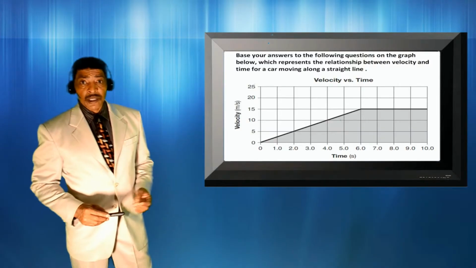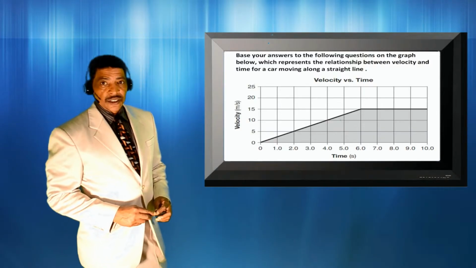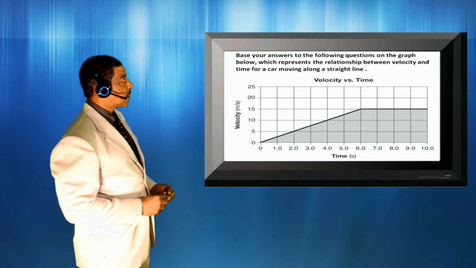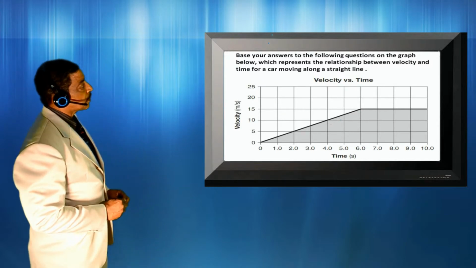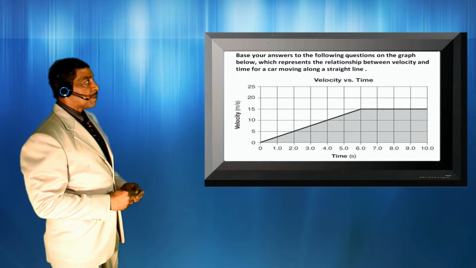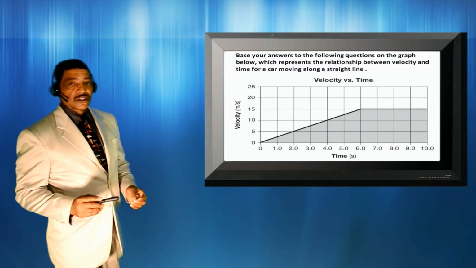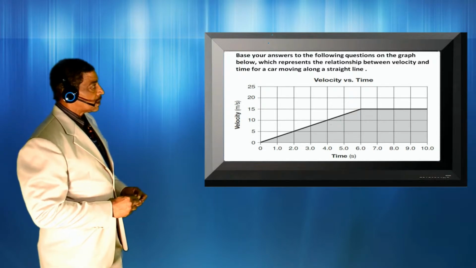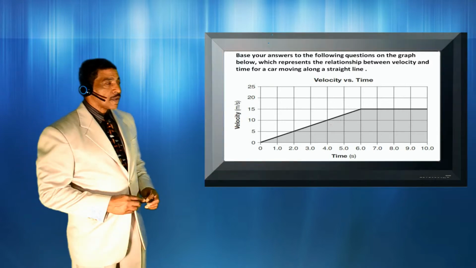Now let's apply what we have learned to an actual Regents practice problem. Consider the following. Base your answers to the following questions on the graph below, which represents the relationship between velocity and time for a car moving along a straight line. The first question asks us to determine the magnitude of the average velocity of the car from 6 seconds to 10 seconds.